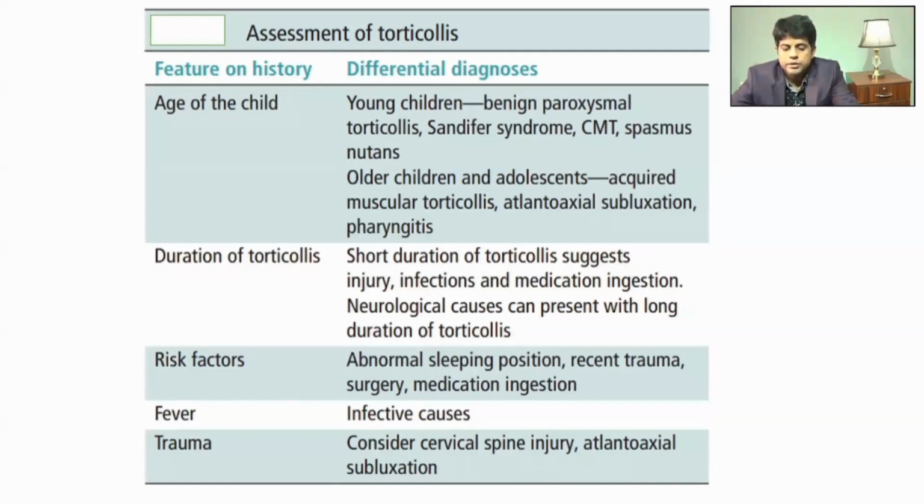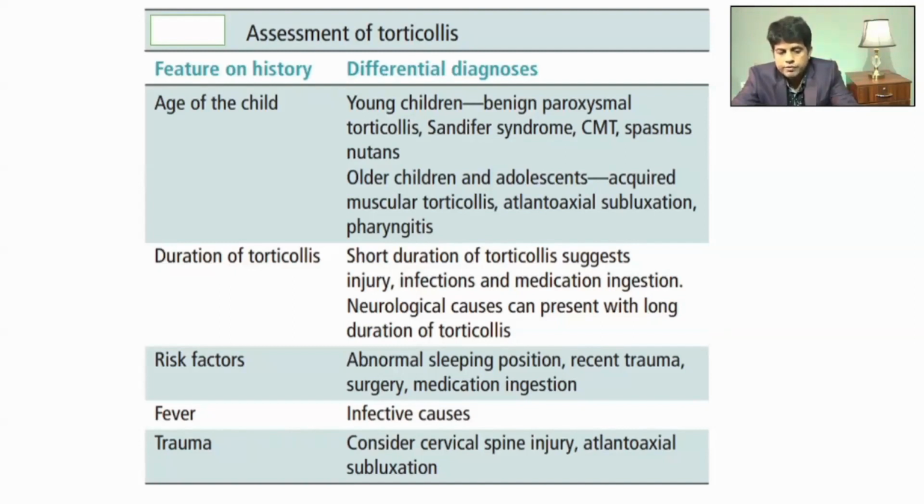And then in those with acute torticollis, look for the presence of specific risk factors. For example, acquired muscular torticollis can be precipitated by abnormal sleeping position. So eliciting such history helps you in making the diagnosis early. And look for a history of recent trauma or recent surgery in the head and neck region or the cervical spine region. And also inquire about a history of recent ingestion of medications like metoclopramide or anticonvulsants and antipsychotic medications.